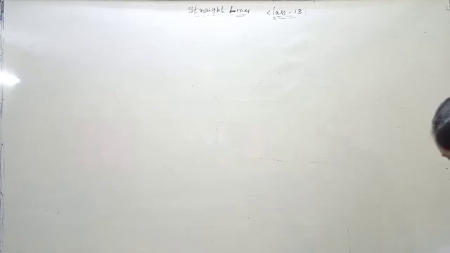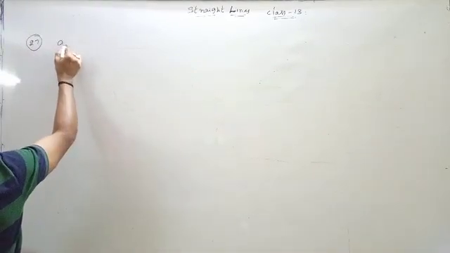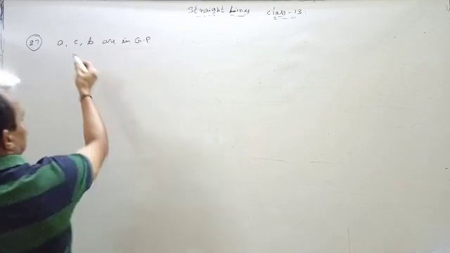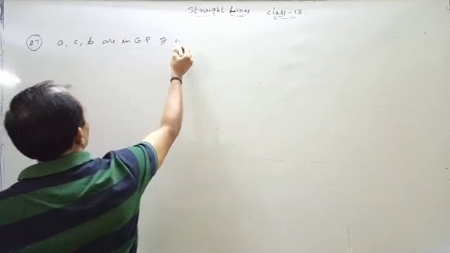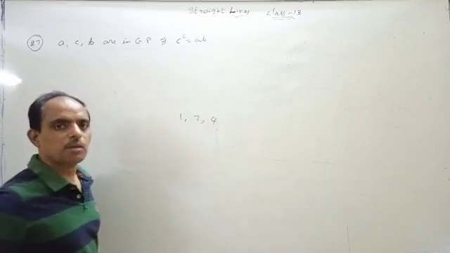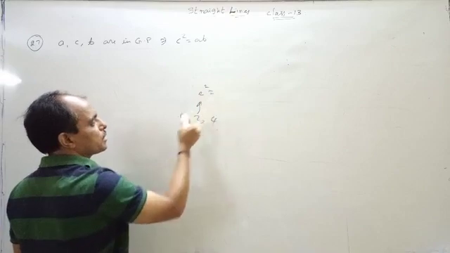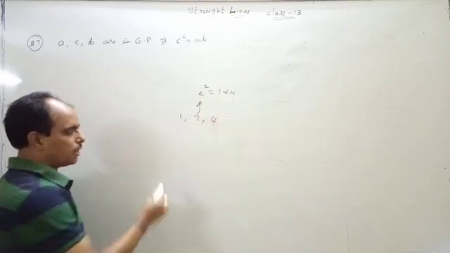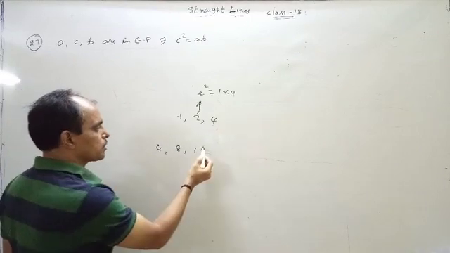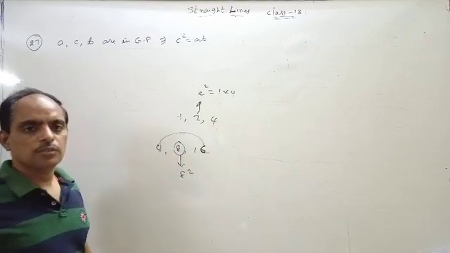A, B, C are in GP. Now the 27th one. If 3 letters are in GP, then what about the middle? The square of the middle is equal to the first into the last. Suppose GP means common ratio: 2 by 1, 4 by 2, same. So you see, 2 square is equal to the product of first into last, and you can take any 3 consecutive numbers which are in GP. Okay, 16: you see, the square of this one, 8 square, is equal to 4 into 16.